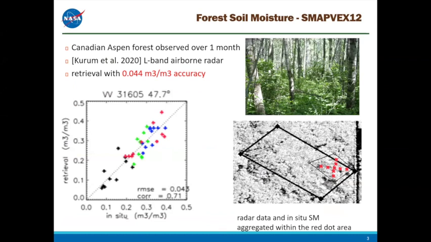So from now, I'm going to show some of the examples that this radar can estimate soil moisture reliably. This one example is the Airborne field campaign in Canadian aspen forest. The forest looks like this. So there's a quite dense understory. The aspen trees, they are very mature.